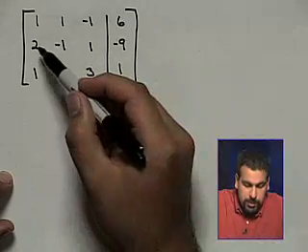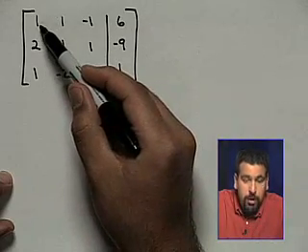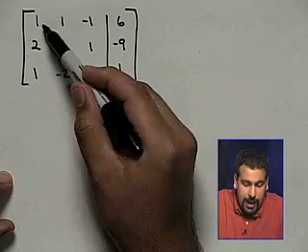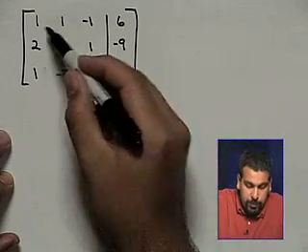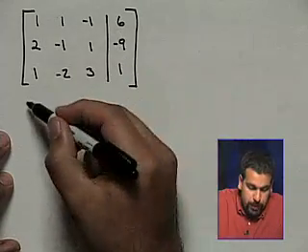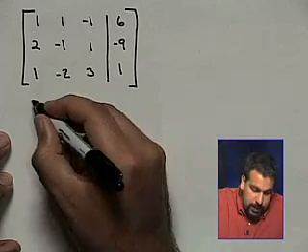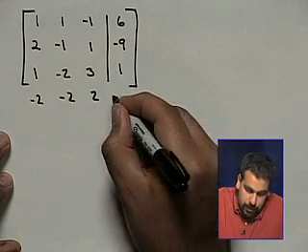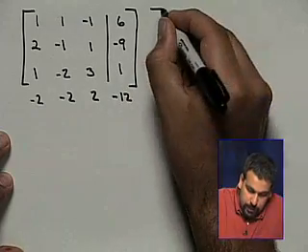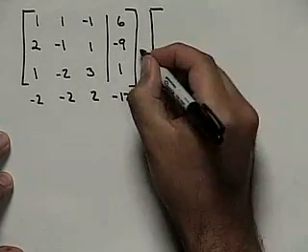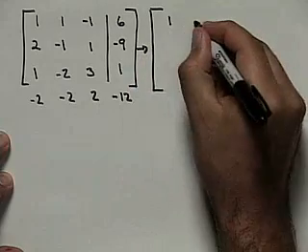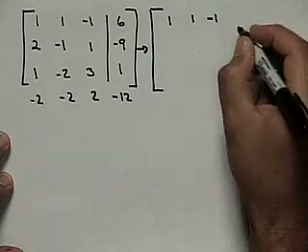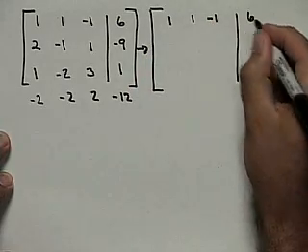So one way to get a 0 in this position would be to multiply the top row by -2 and then add it to the second row. So if I multiply that top row by -2, I'll write it down here below the matrix. It'll become -2, -2, 2, and -12. Now, keeping the top row the same, we'd end up having 1, 1, -1, and then 6.